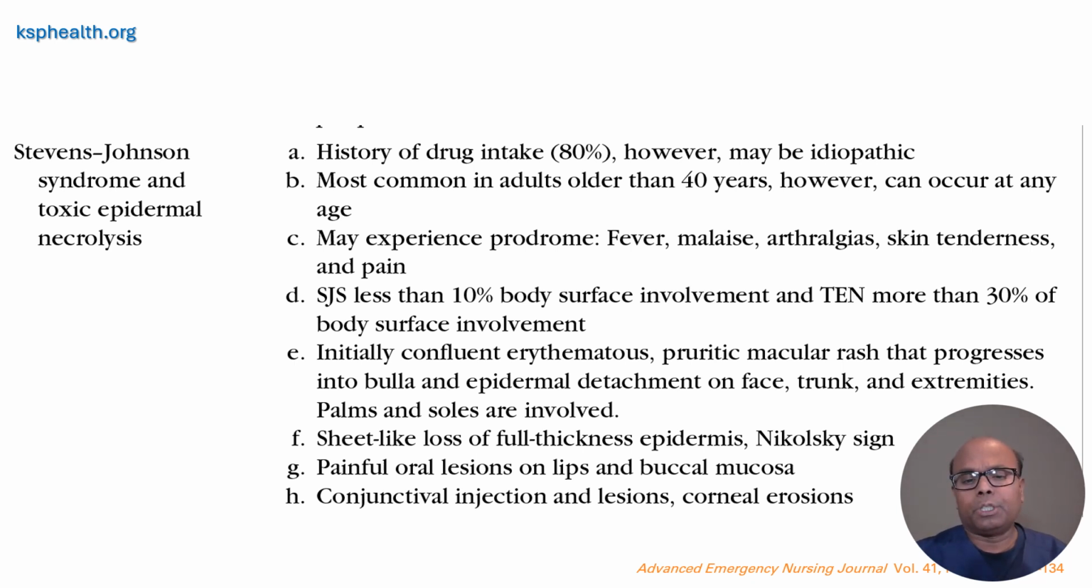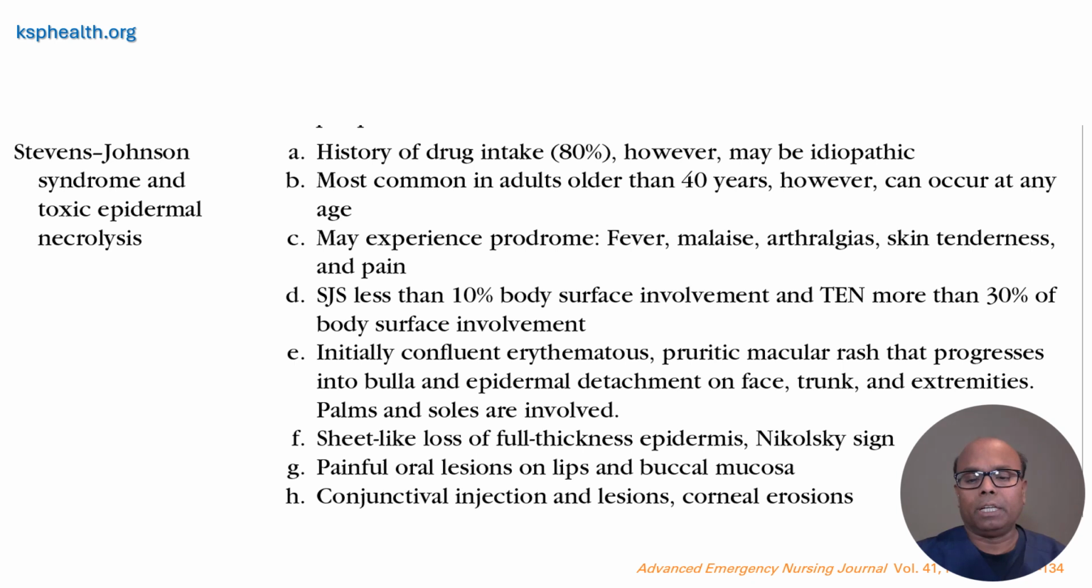Stevens-Johnson syndrome typically affects less than 10% of the body surface. TEN, toxic epidermal necrolysis, often involves more than 30% of the body surface area. Initially confluent erythematous pruritic macular rash that progresses into bullae and epidermal detachment on face, trunk, and extremities. Palms and soles are involved. Sheet-like loss of full thickness epidermis, Nikolsky sign is positive in these two conditions.